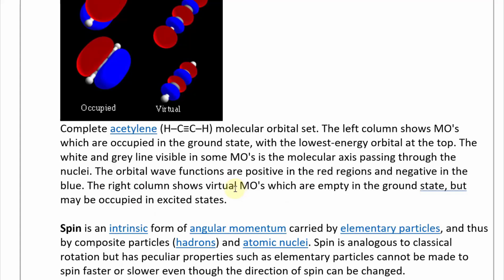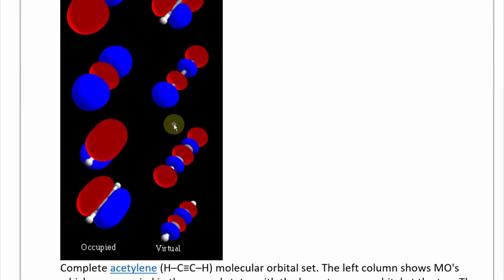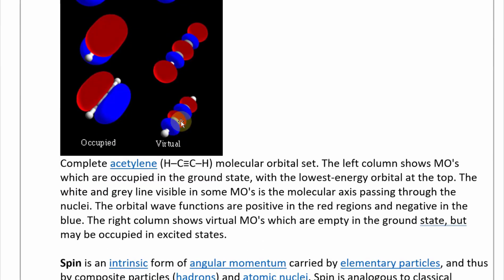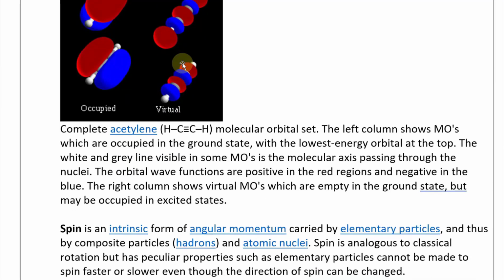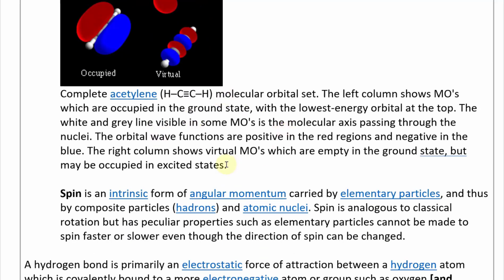Going further, the right column shows virtual MOs which are empty in the ground state but may be occupied in an excited state. So here the low energy state is actually the left side, and the top is the lowest energy. And then these virtual ones show up in excited or higher energy states. You can have something that looks like that. It's fascinating stuff. Well, it looks like it's similar to if you spin something, you have higher energy, they condense, and so on. But yes, this is just a bit beyond this video.